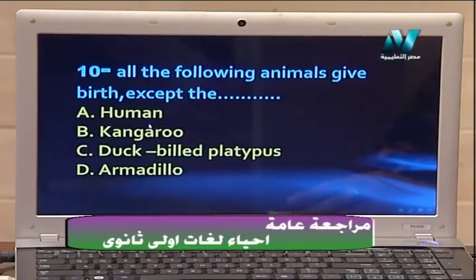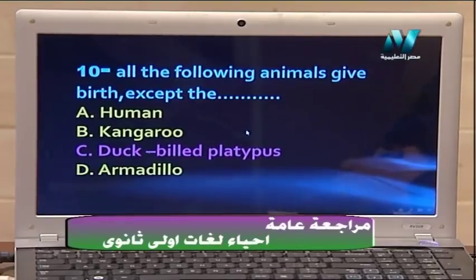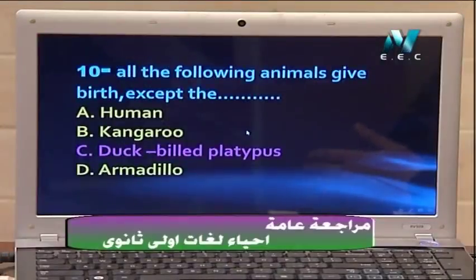Question 10. All the following animals give birth except. The answer is the duck-billed platypus. This animal lays eggs, it cannot give birth. Why? This is related to the mammalia because it contains mammary glands. The mammary glands suckle their young with milk. The duck-billed platypus lays eggs, not birth.